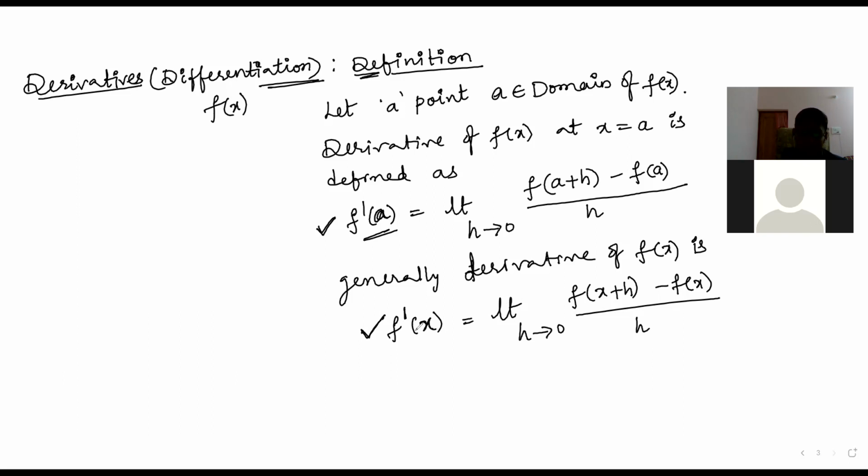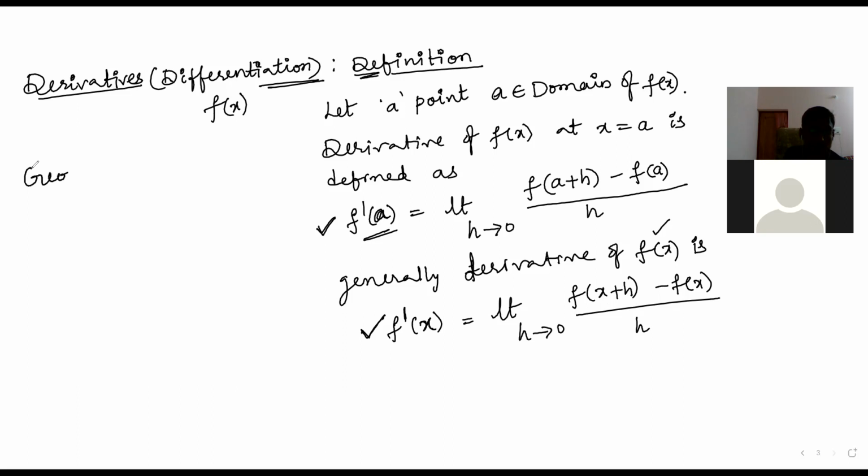We are finding the derivative of f of x, which we represent with f dash of x. So here, what is the definition? This is the limiting value of the function when h tends to 0, f of x plus h minus f of x by h. So this is the definition. Then we'll see its geometrical interpretation.